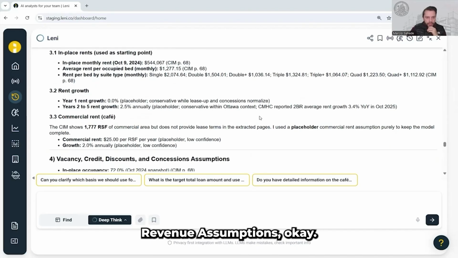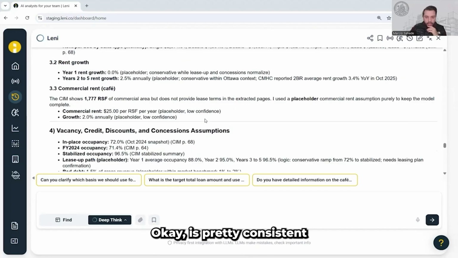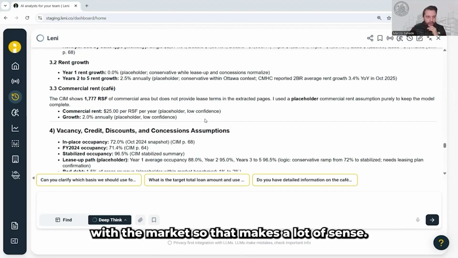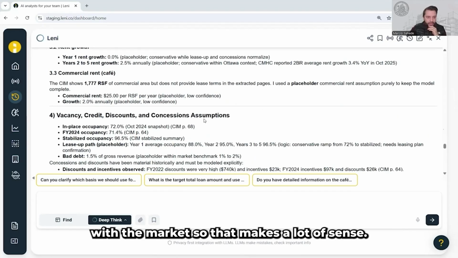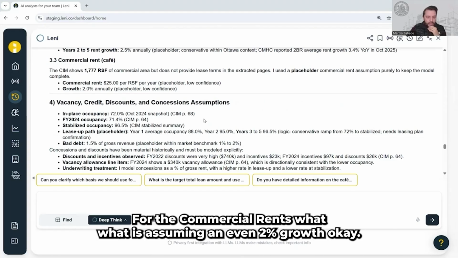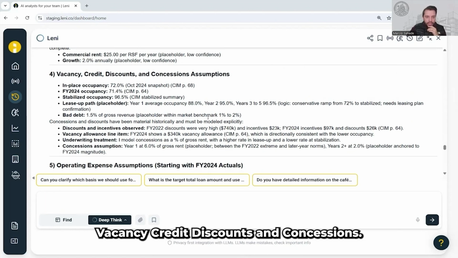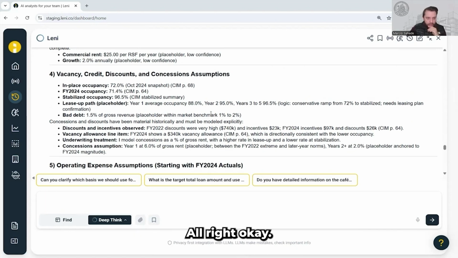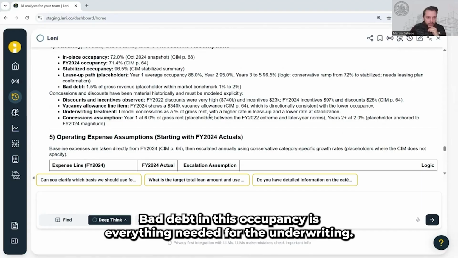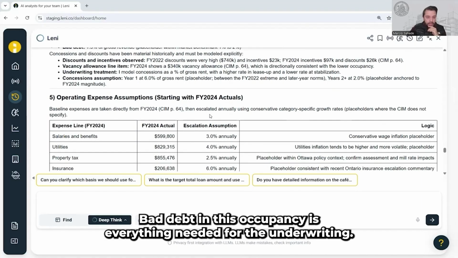Revenue assumptions. Okay, rent growth, always important. So 0% in the first year, okay, to stabilize the asset. Then from year 2 to 5, 2.5%. Okay, it's pretty consistent with the market, so that makes a lot of sense. Okay, for the commercial rent, what is it assuming, and even the 2% growth, okay. Vacancy, credit, discounts, and concessions. All right, okay, bad debt, in-place occupancy, so everything needed for the underwriting.